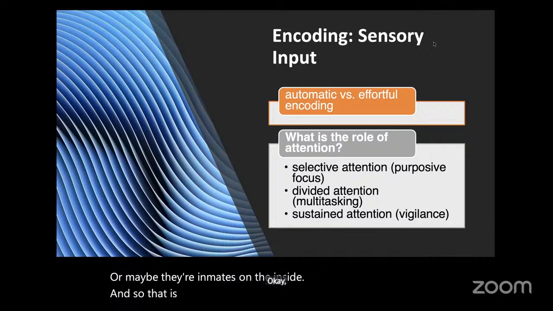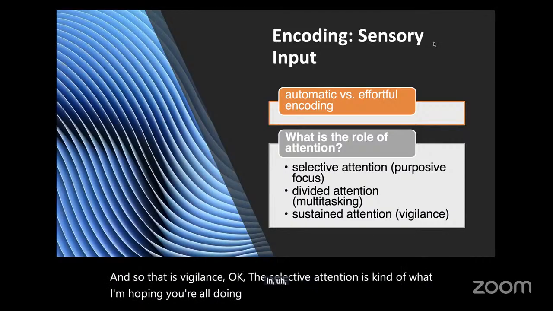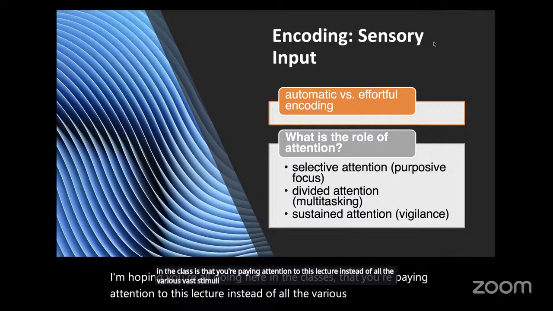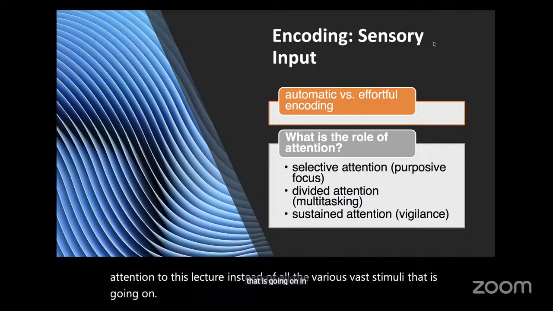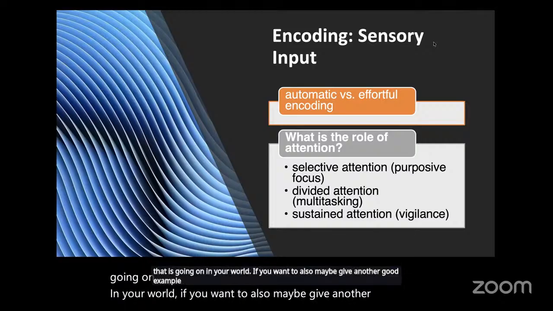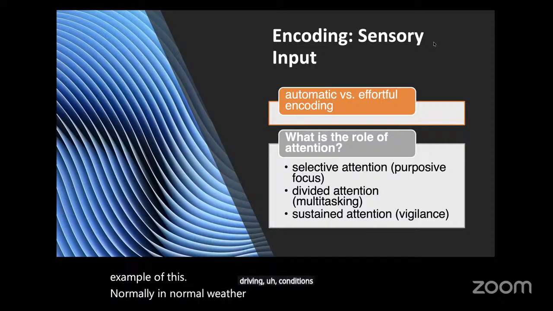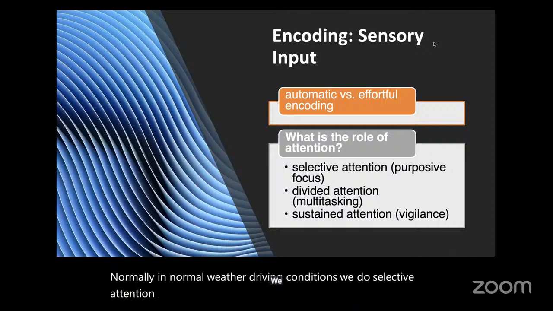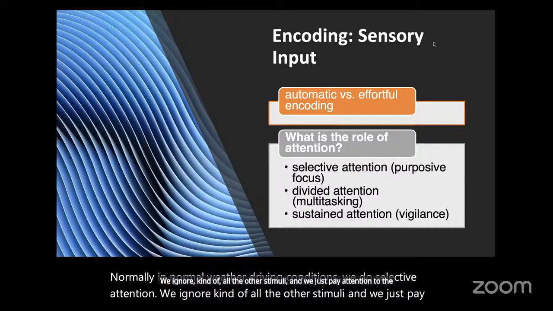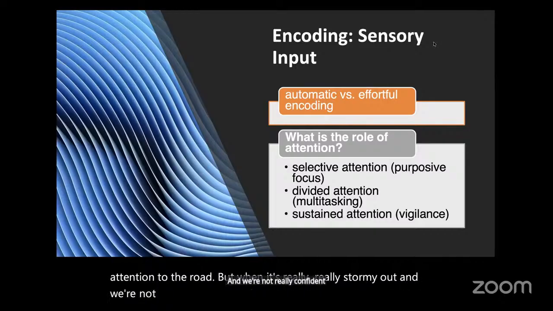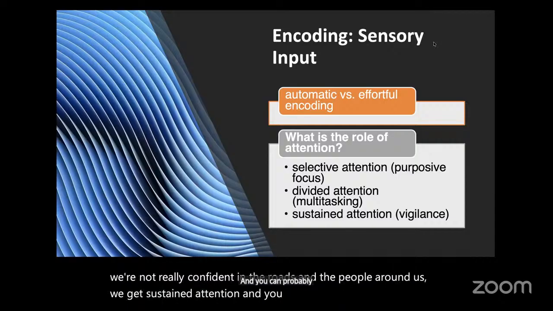Okay. Selective attention is kind of what I'm hoping you're all doing here in the class, that you're paying attention to this lecture instead of all the various vast stimuli that is going on in your world. Another good example of this is driving. In normal weather driving conditions, we do selective attention. We ignore all the other stimuli and we just pay attention to the road. But when it's really, really stormy out and we're not really confident in the roads and the people around us, we get sustained attention. And you can probably guess which one is more exhausting.